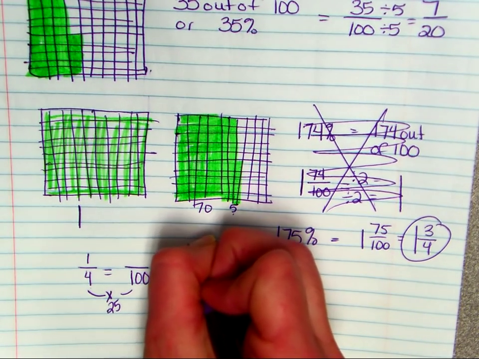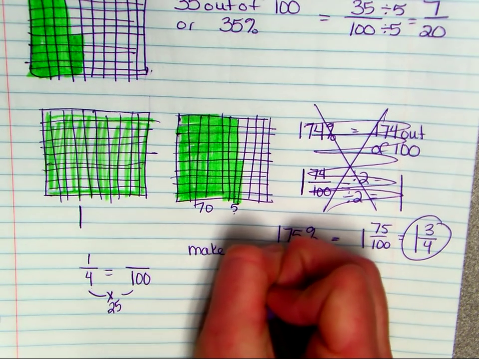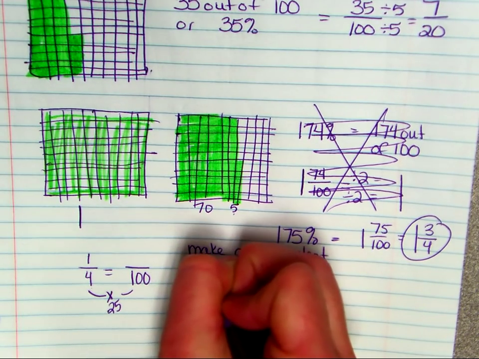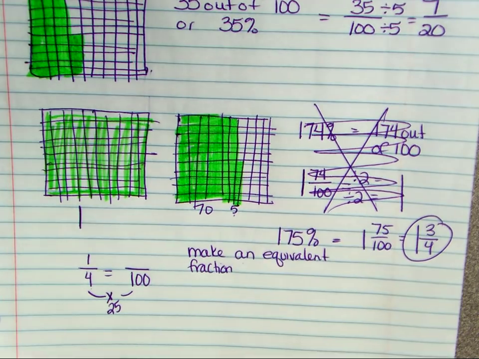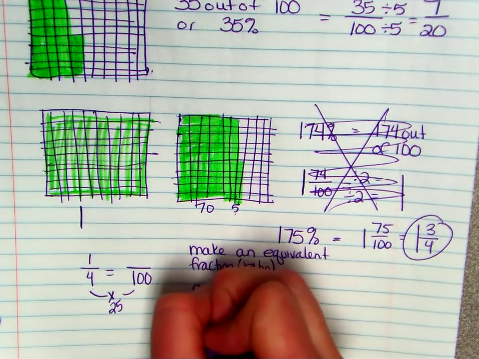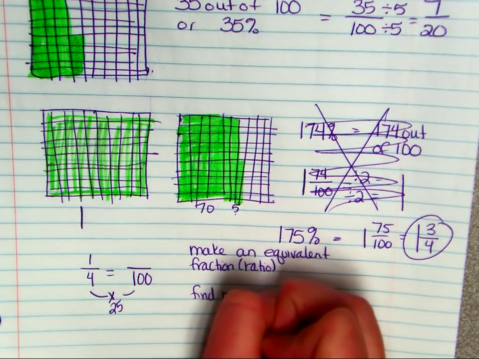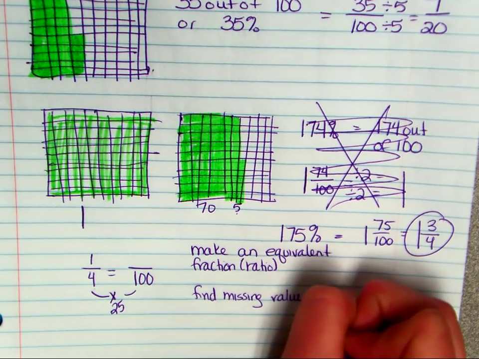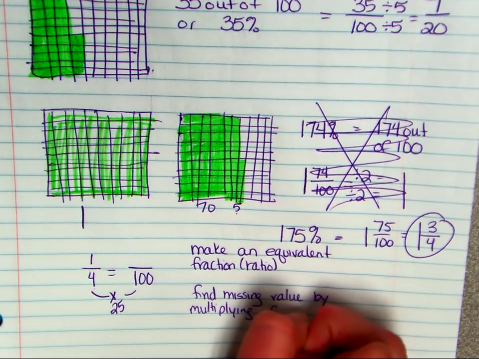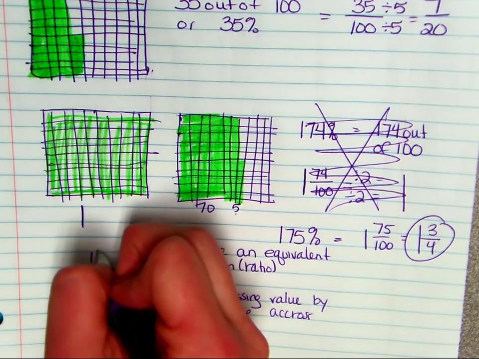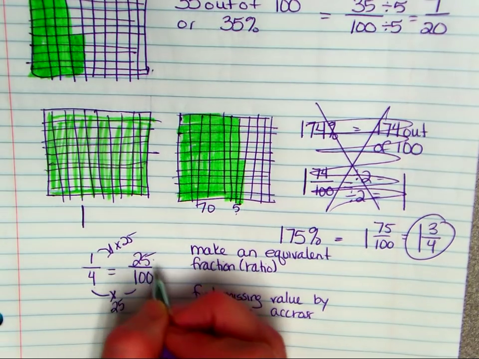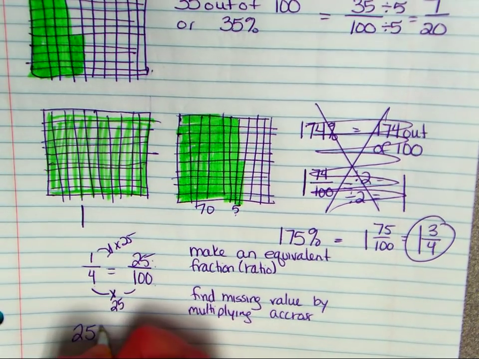Make an equivalent fraction or ratio, and then find the missing value by multiplying across. So 1 times 25 equals 25. Therefore, 25 per 100 means that this would be 25%.